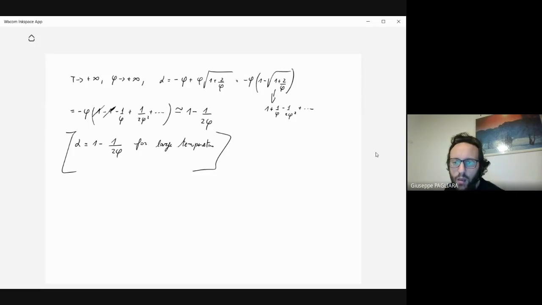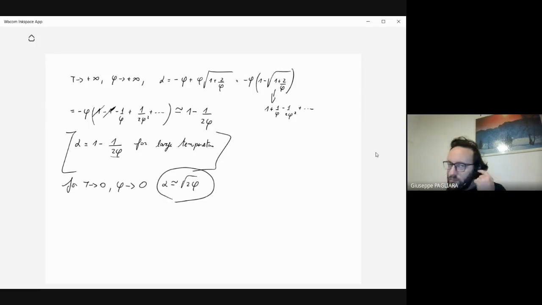Okay. Of course, phi goes to infinity. Alpha is equal to 1, so the degree of ionization is 1, which means that every atom is ionized. And the first correction is 1 divided by 2 phi. Similarly, for t going to 0, we said that phi is going to 0. And in this case, easily we can say that alpha is dominated by the square root of 2 phi, because this is the leading term in this case.